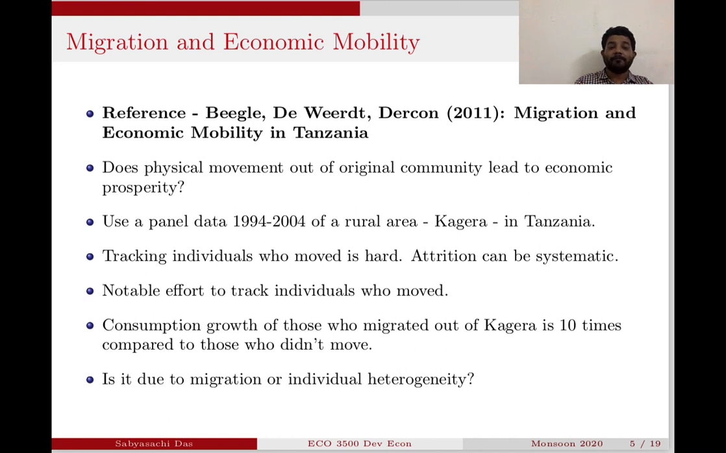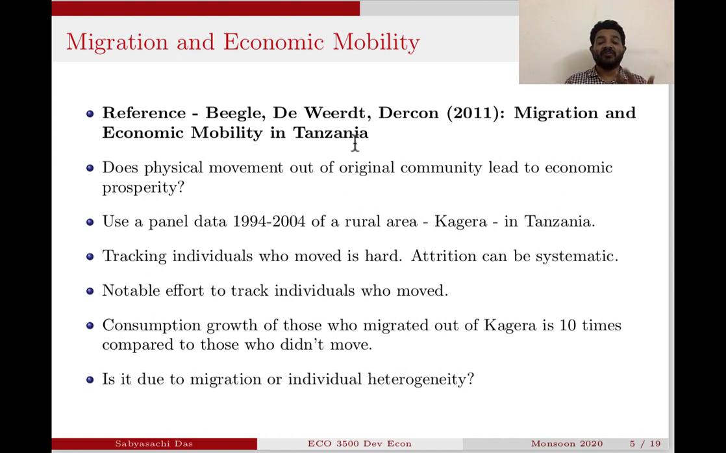What they're going to do is use panel data from a region called Kagera in Tanzania. The initial round of the data was not collected with the intention of collecting panel data. The initial round was carried out from 1991 through 1994 with the help of the World Bank and a local university in Tanzania. And the primary objective of that baseline survey was a health survey trying to see the spread of the AIDS epidemic.